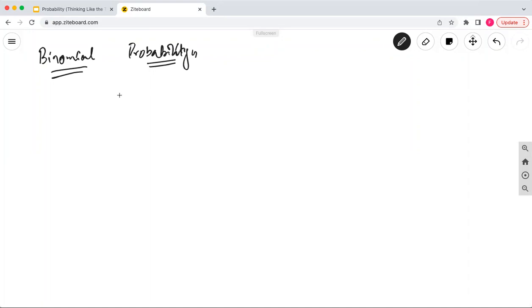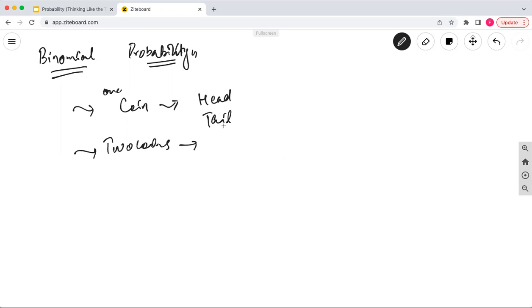For example, if I throw one coin, right? So how many possibilities are there? There are two. I am throwing one coin at a time, so there could be head or there could be tail, right?